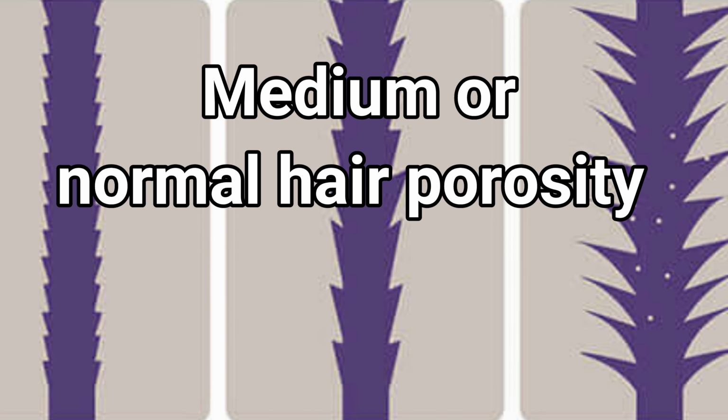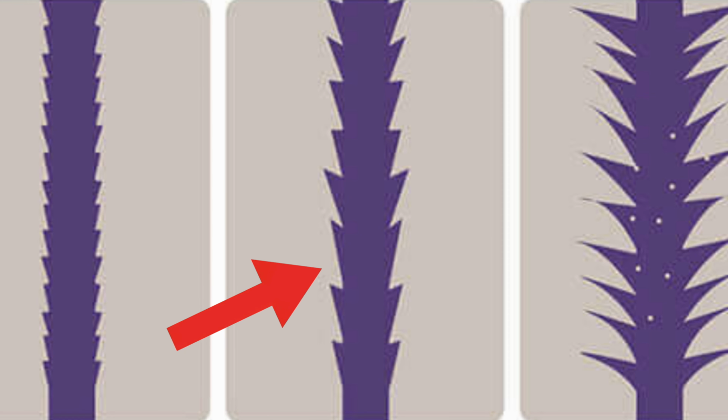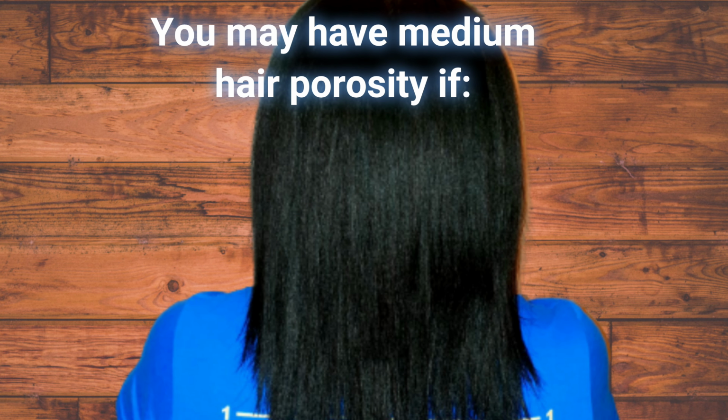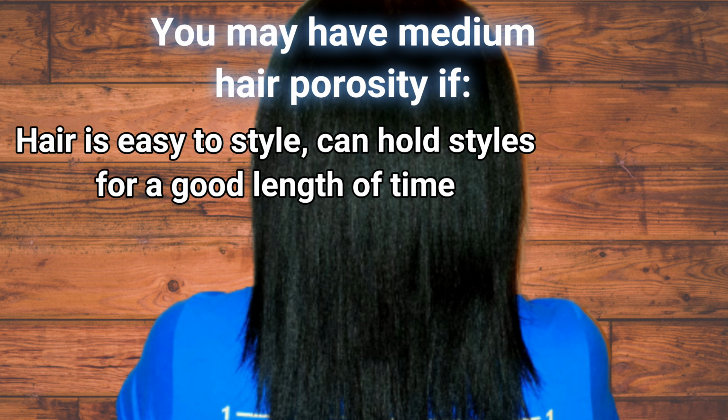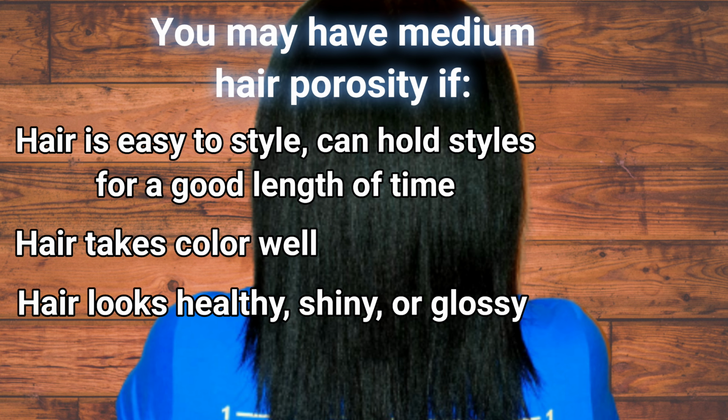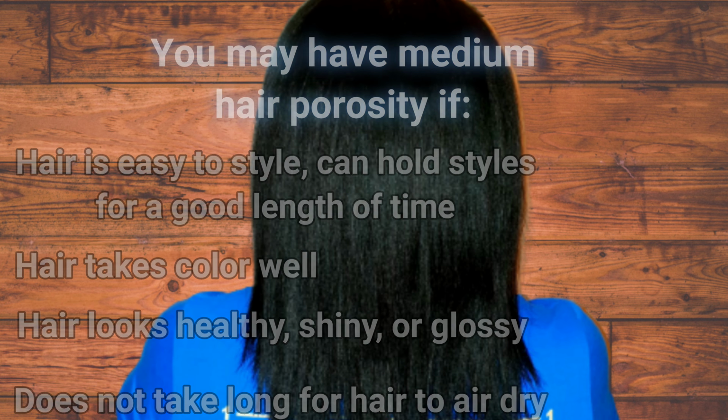So with medium or normal hair porosity, the cuticles aren't too close together but aren't too open either. So this allows the moisture to easily penetrate into the hair shaft and also retain the moisture as well, and for a longer period of time. And you may have medium hair porosity if your hair is easy to style and can hold styles for a good length of time. Your hair takes color really well. Your hair tends to look healthy, shiny, or glossy. It doesn't take too long for your hair to air dry.